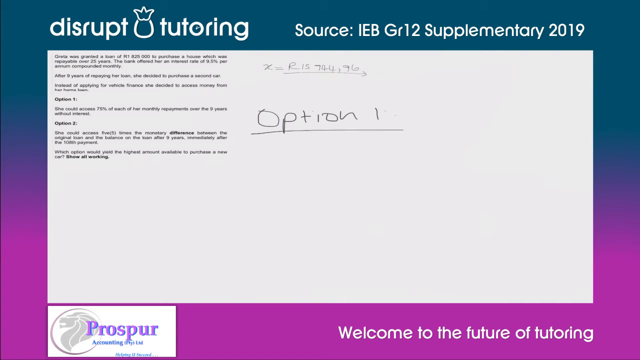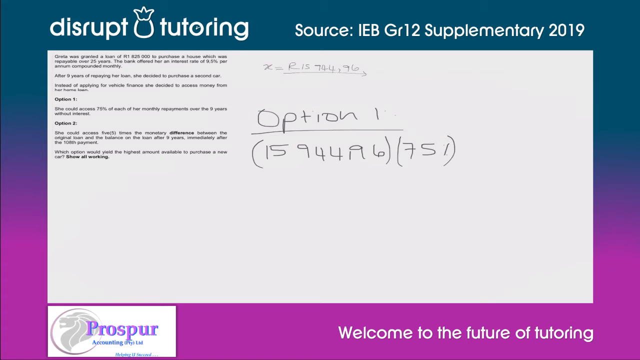So in option 1, she could access 75% of each of her monthly repayments over the 9 years, without any interest added to that. So let's write that out. She can access her monthly repayment, which is 15,944.96. She can access how much of it? 75%.